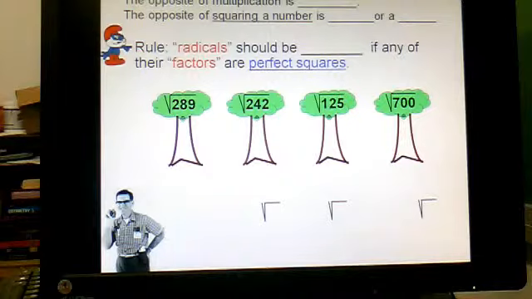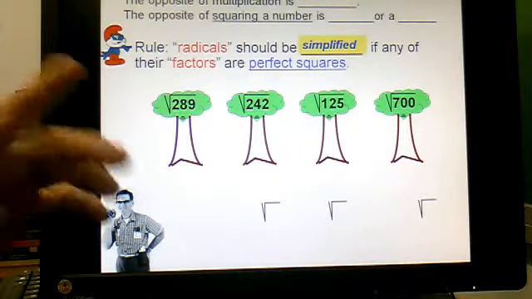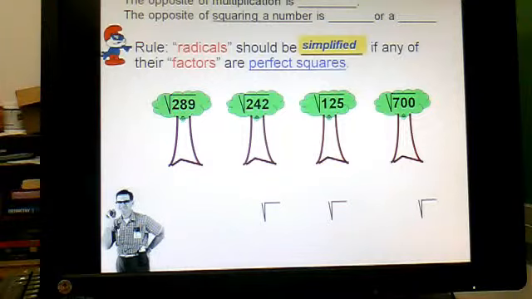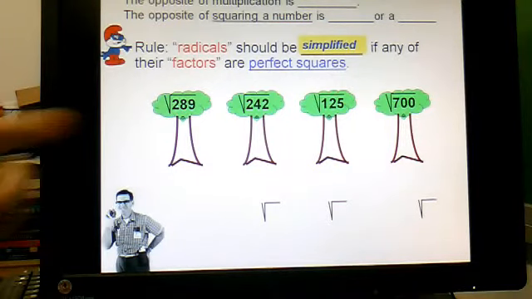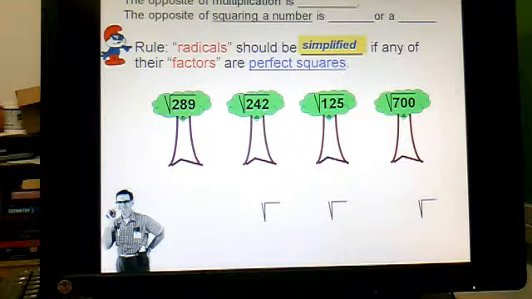So I'll give three rules I'm going to talk about on your paper. I've already sort of mentioned this one. When we say simplify a radical, one of the things we mean is none of the factors of the number inside the radical can be perfect squares. In other words, if you see a perfect square inside here, like if this was the square root of 25, you would simplify that to 5. It just so happens that 289 is 17 times 17.